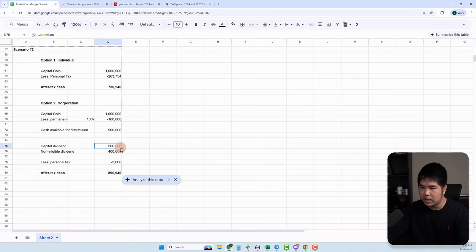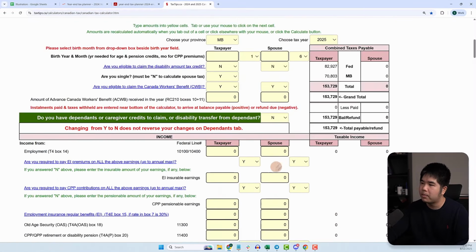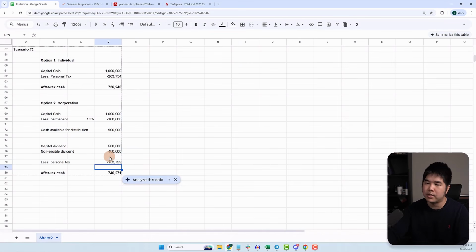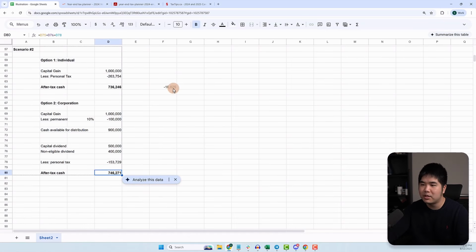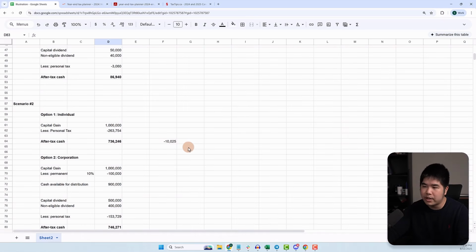We don't have to pay tax on that. And then non-eligible dividend is $400,000. So let's go here and put non-eligible dividend. Copy $153,000 less personal tax. So in this case, this option is actually better. We're going to pay $10,000 less in taxes. And one thing I will say is that this is specifically from Manitoba. If you run numbers for Ontario, Alberta, British Columbia, or other provinces, you may come to a different conclusion, right? But the point is, it's not very material.